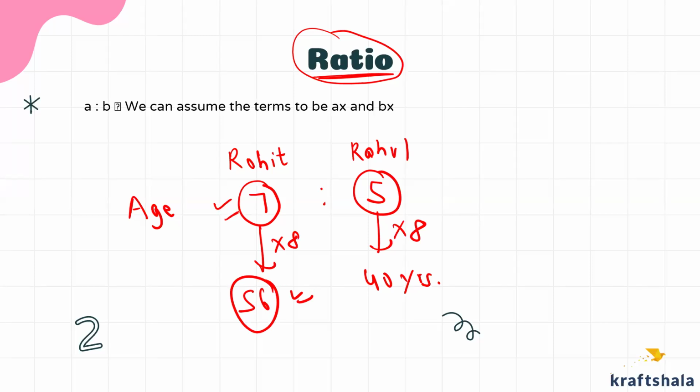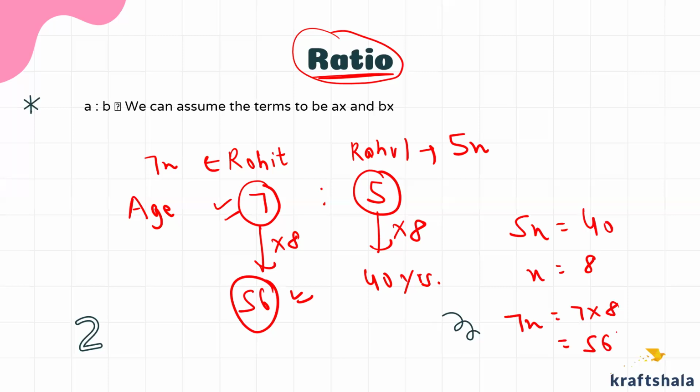But just by ratio, I can never find. Also, a simple thing I have written: if it is A is to B, we can assume the terms to be Ax and Bx. So if the ratio is 7 is to 5, I can assume Rahul's age as 5x and Rohit's age as 7x. I can do it like this as well: 5x is 40, x is 8. So Rohit's age will be 7 into 8, 56. So you can do it mathematically as well, you can do it logically as well. Ratio seems very simple, but its application is very wide. So we will be covering 3-4 types of question which feature in the exam.